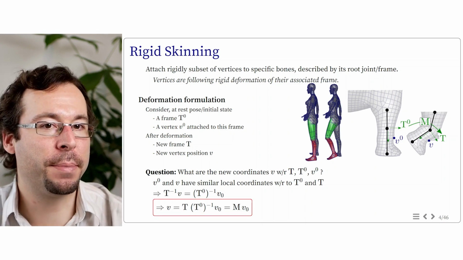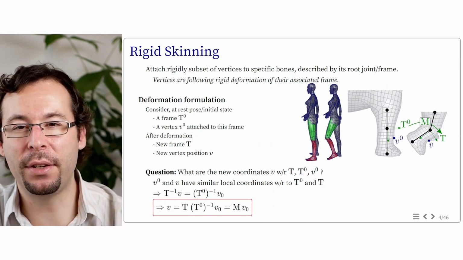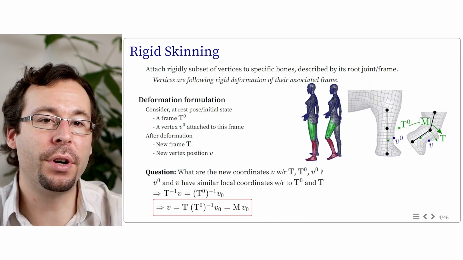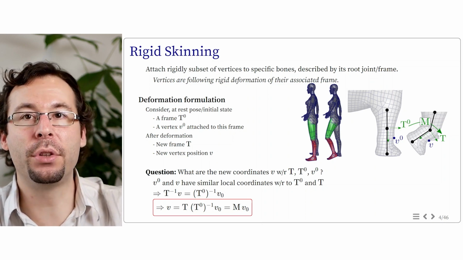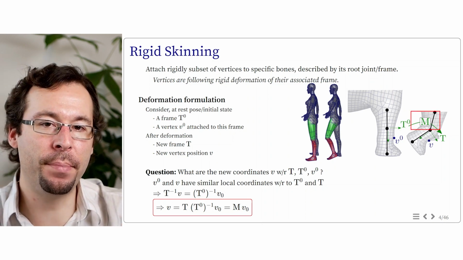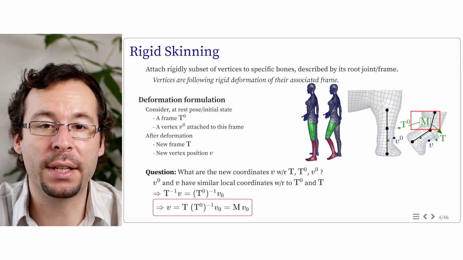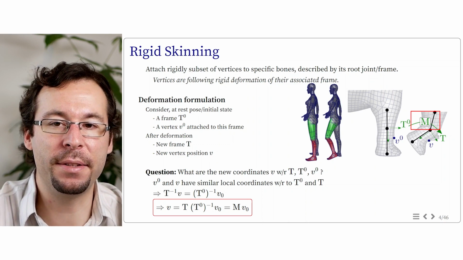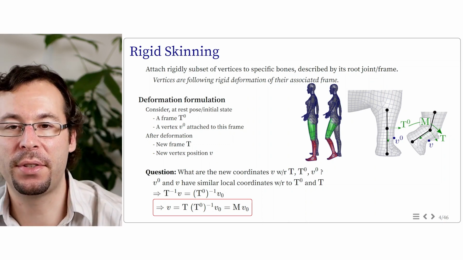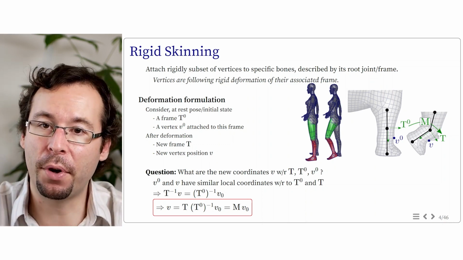Another way to find this expression is to say that V is actually the deformation of the coordinates V0 by the transformation that maps T0 to T. And this transformation matrix M is expressed by T times T0 inverse. And we end up with the same formulation.